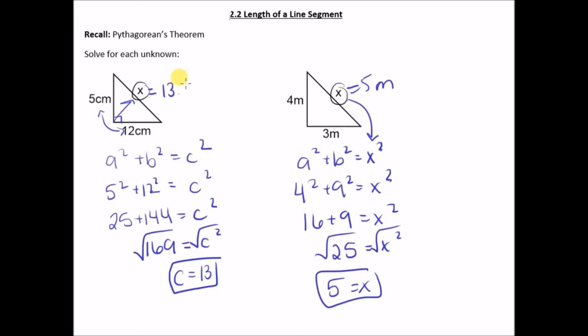This is going to be in meters, and then the 13 is going to be in centimeters. So just a really quick overview of Pythagorean's theorem. You're going to see why that comes into play soon.